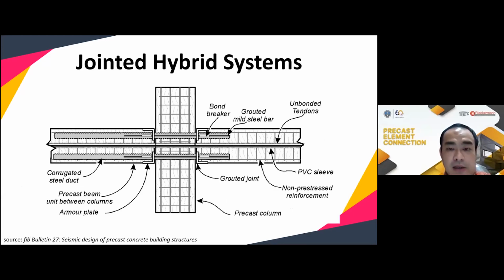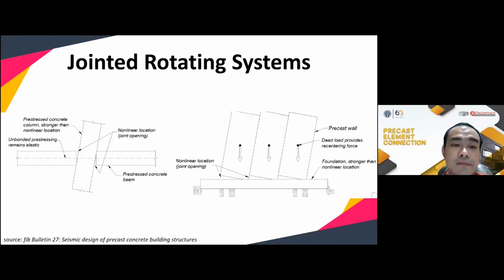And this is the clearer picture. So in the jointed hybrid system, we can have here the unbonded tendons inside the PVC duct, and then to prevent the crushing of the beam ends, we can use the armor plate here, and then we'll have a bond breaker here, and then this is the grouted mild steel bar. So this is what we call the jointed hybrid system.